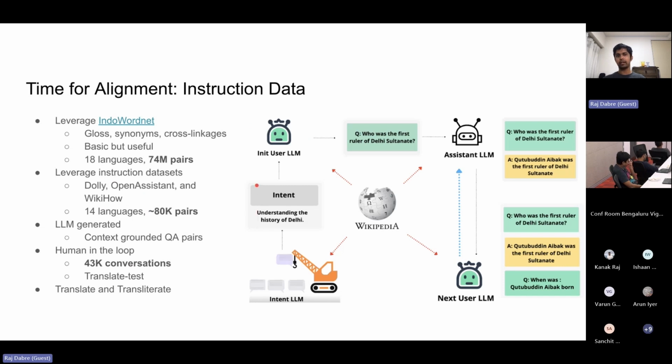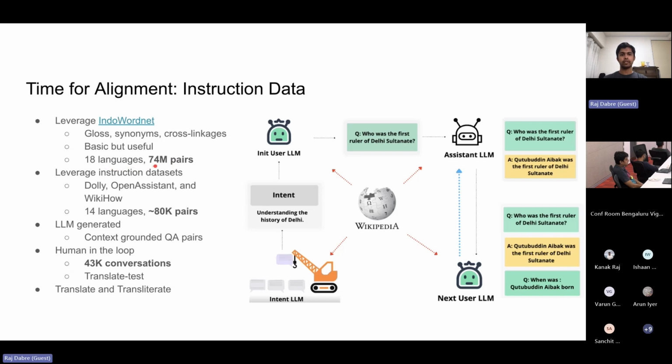So we also created instruction data focusing on a variety of sources. We have the IndoWordNet. In IndoWordNet, you have glosses, synonyms, cross-linkages. So if you have the gloss for a particular word, you can create an instruction: given this word, can you write a sentence using this particular word or explaining this particular word? So you have free instruction data. Of course, this is at a syntactic level. It's basic, but it is very useful. You can at least teach the model certain basic concepts this way.